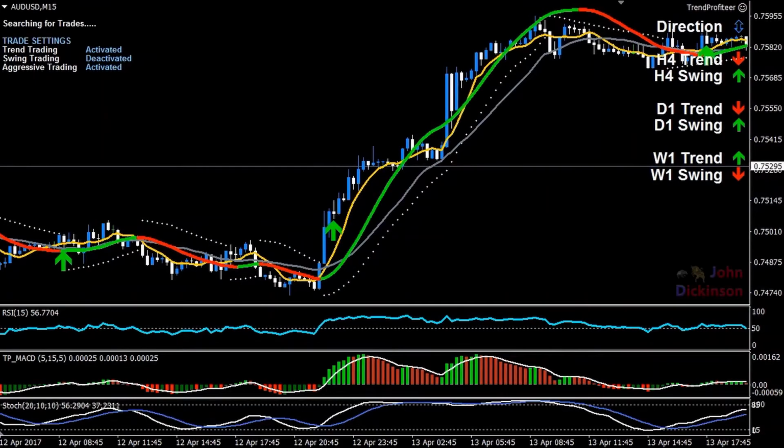Hi, I'm Michael Newrock, and this is a trend trade aggressive buy example on the 15-minute time frame.